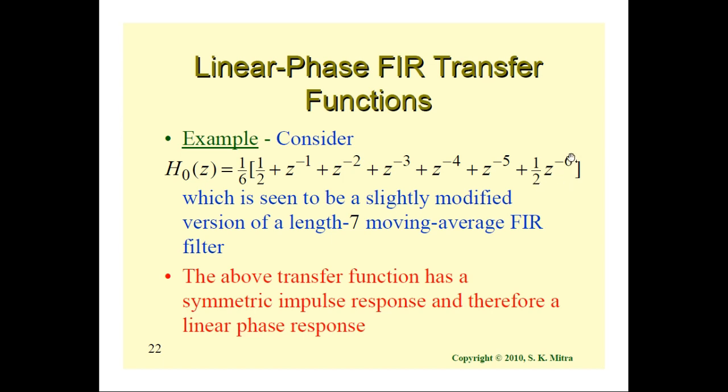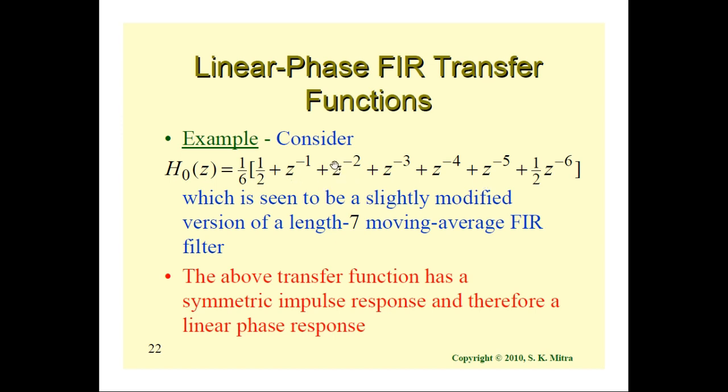Now, the highest power in z inverse is 6, therefore capital N has a value of 6 in this case, and you can clearly see that the first term has an amplitude of 1 by 12 and the last term has an amplitude of 1 by 12. So both of them correspond to each other. Similarly, the coefficient of z inverse will be 1 by 6 and of z minus 5 will be 1 by 6. Both of them are equal and correspond to each other.